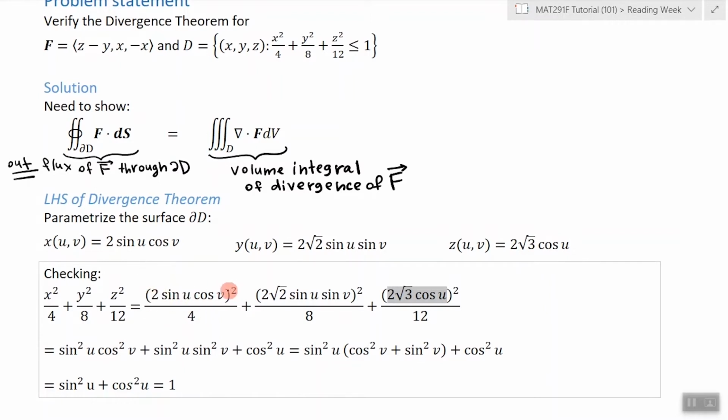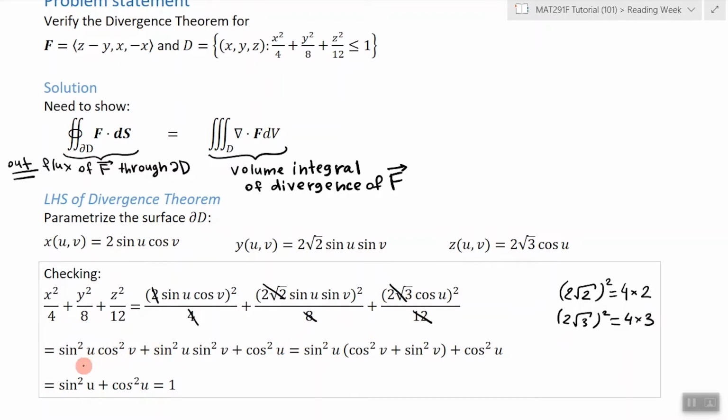2 squared is equal to 4, right? So then this cancels. 2 root 2 squared will give us what? Let's do it on the side. 2 root 2 squared is 4 from here times 2, right? So 8. So then this cancels. Here we get 2 root 3 squared, which is equal to 4 times 3. So we get 12. So this also cancels.